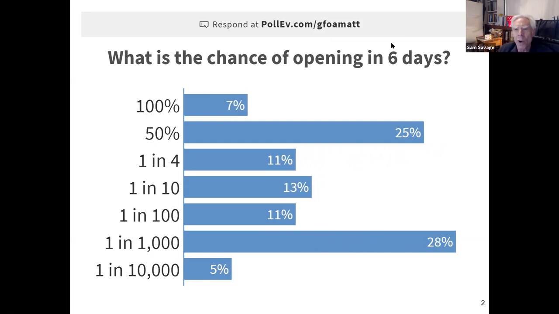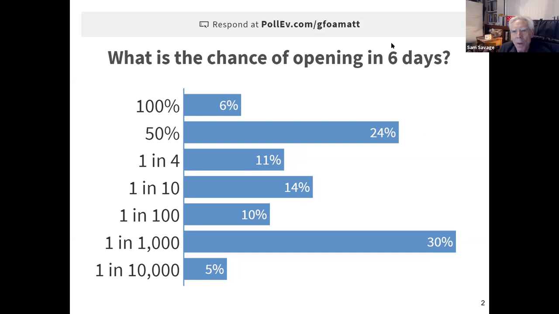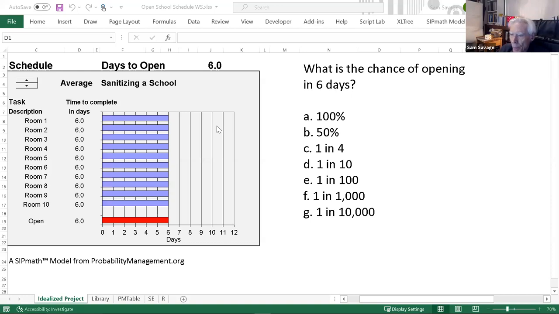So let me explain why it's 1 in 1,000, all right? If you go back, remember we had all these tasks, each one could be over or under 6 days. The only way the school opens within 6 days is if all 10 come under 6 days. Imagine that each one could be 50-50 chance over or under 6 days. Can you imagine someone flipping 10 coins? And the only way you're open within 6 days is if all 10 of them come up heads, right? Imagine for each one of these, heads less than 6 days, tails greater than 6 days.